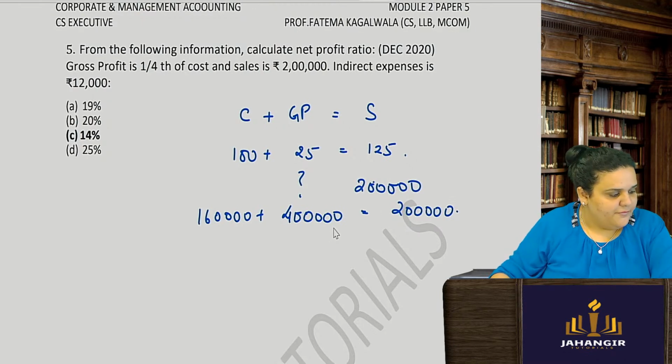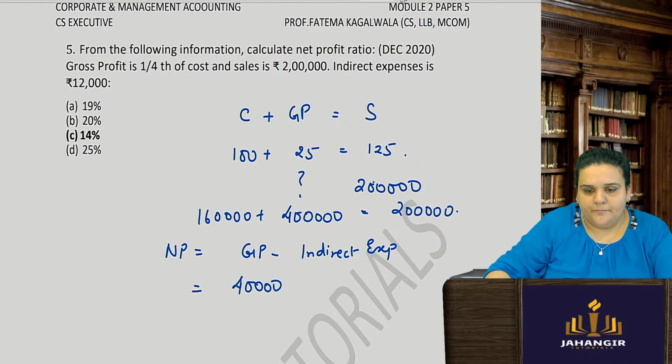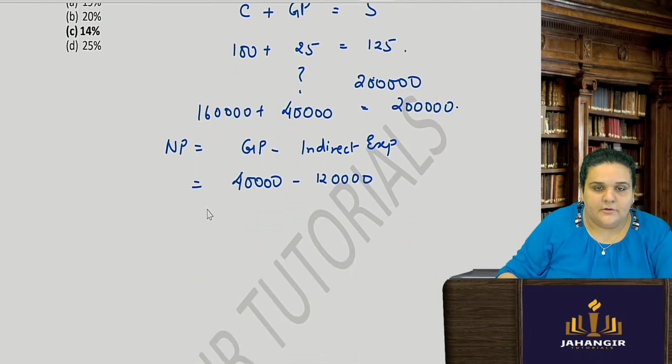From my gross profit, for net profit, I will subtract my indirect expenses. That is how I will come to my net profit. Now, gross profit is 40,000. 40,000 minus my indirect expenses is 12,000. So that is going to be 28,000.